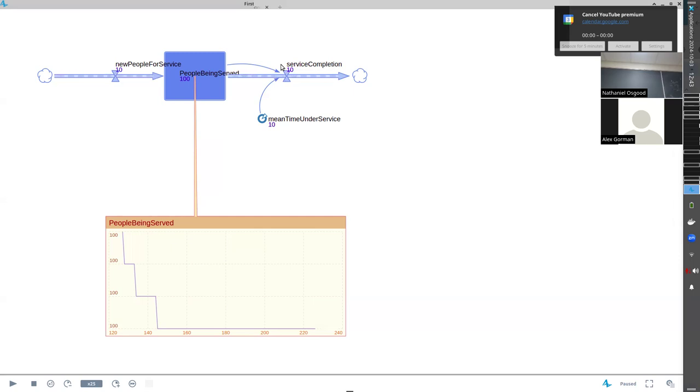So the link from the stock to service completion, the link from this to the flow, is it a plus link or a minus link? Thinking of it as if it were a causal diagram, there's a link, right? You see this link? From people being served to service completion, is that a plus or a minus link? As people being served goes up, does service completion go up or down compared to the value it otherwise would have been, all else being equal? Up.